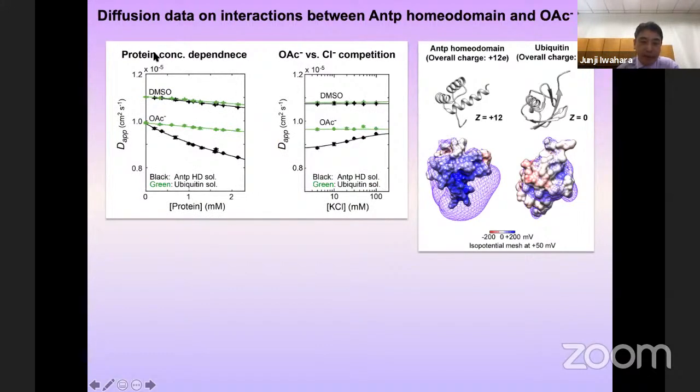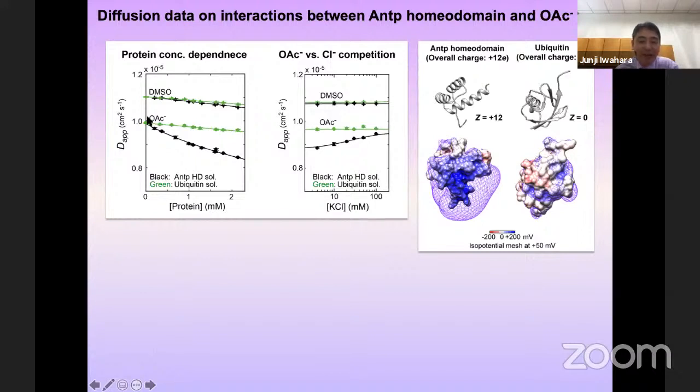This is protein concentration dependence data, and green is for ubiquitin solutions at different concentrations, and black is for Antennapedia solutions at different concentrations. Here, we did see quite a significant decrease in acetate diffusion for Antennapedia homeodomain. But this decrease was quite small. Actually, here, this point is not 0. Real 0 is down here.